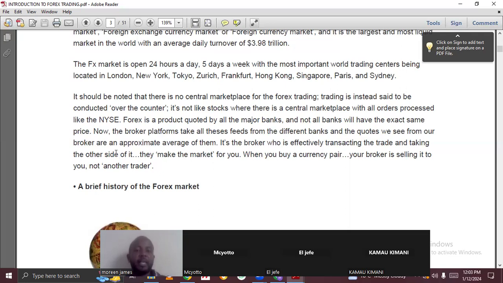Let me use that word. They make the market for you. Making the market means you are able to enter, buy, sell, make profit, and withdraw. That's what usually happens. But we have different types of brokers, so that one we'll handle later.